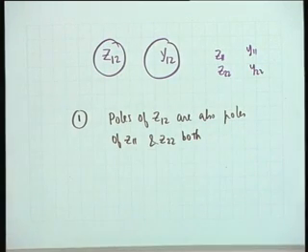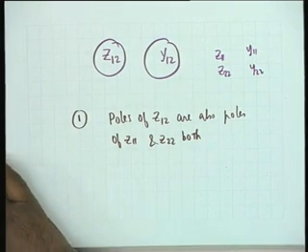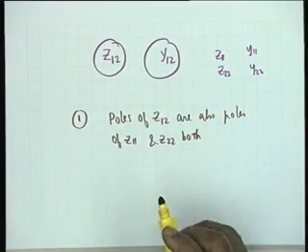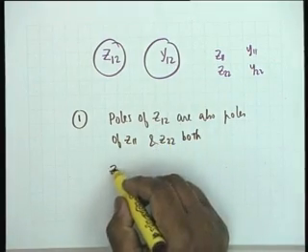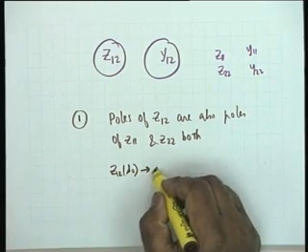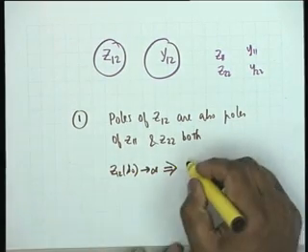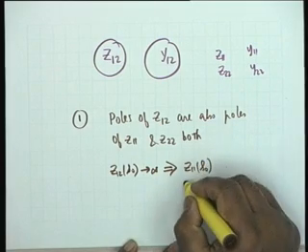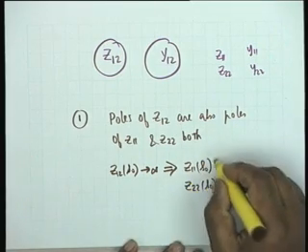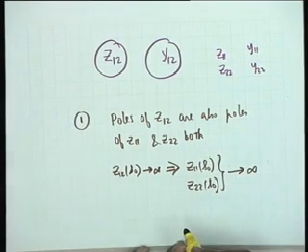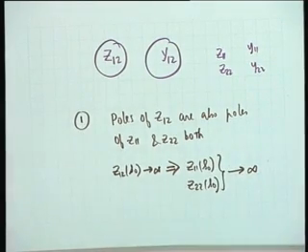But the reverse is not necessarily true. What we mean is that for any pole of z12, if z12 at s0 tends to infinity, this implies that z11 at s0 and z22 at s0, both of them will tend to infinity. But the reverse is not necessarily true. That means if z11 has a pole, it is not necessarily shared by z12. If z22 has a pole, it is not necessarily shared by z12.